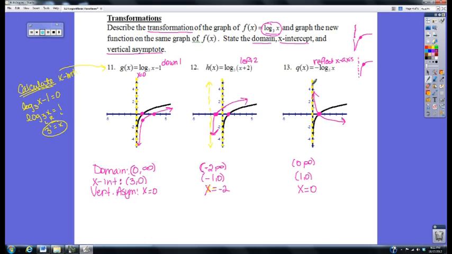Make sure, though, that you draw your vertical asymptote on your graph. Make sure that you state your x-intercept. I only had to calculate it for number 11 because I shifted the graph up or down. It's very important that you draw your vertical asymptote on your graph.